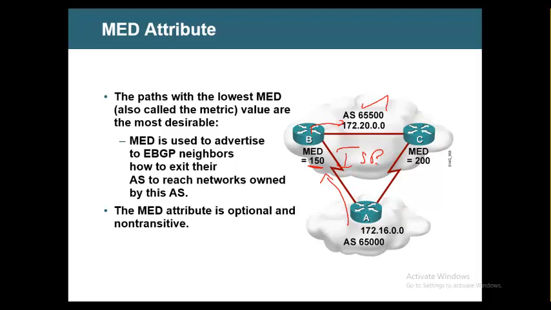So we configure MED values only on B and C, not on A, because it is non-transitive. How does A know which is the MED value? You forgot the meaning of non-transitive.